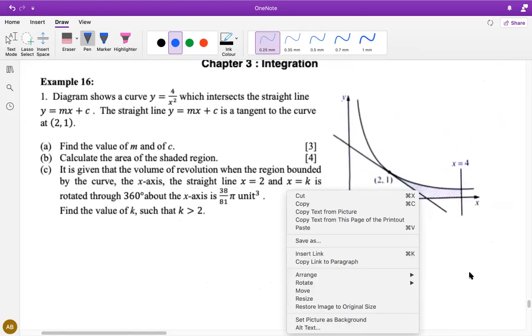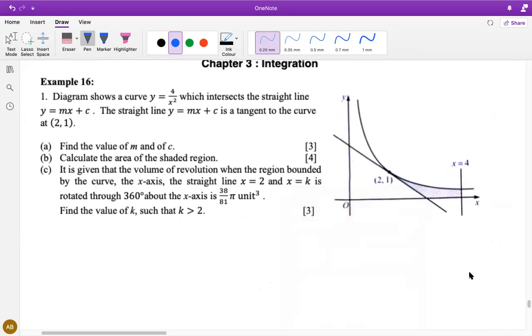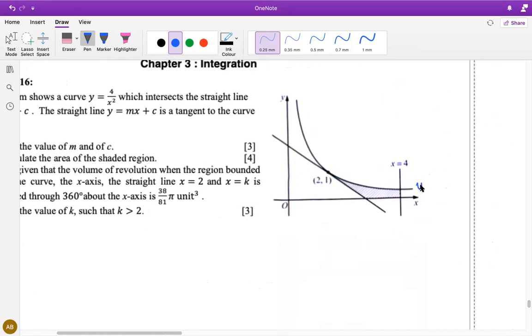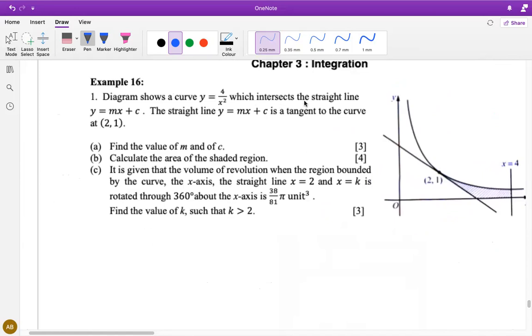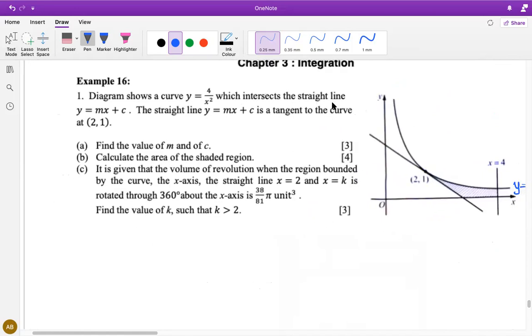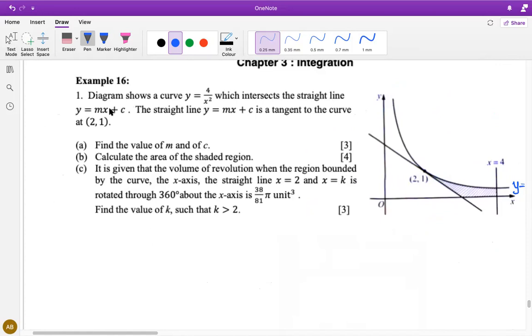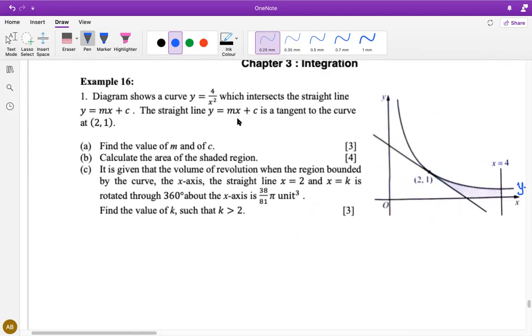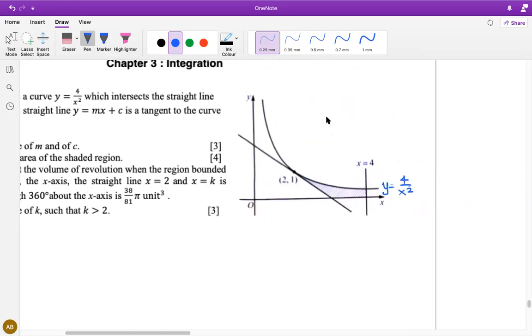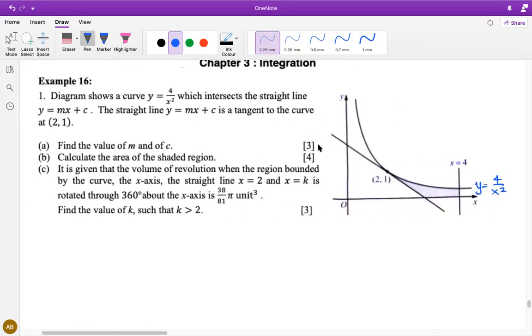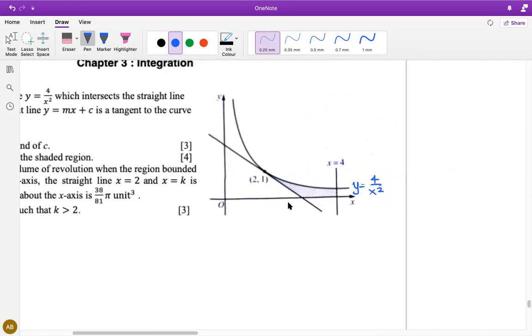Okay, the diagram shows a curve y equals 4 over x squared. And then the straight line y equals mx plus c is the tangent to the curve at 2, 1. So find the value of m and c. Okay, find the value of m and c.